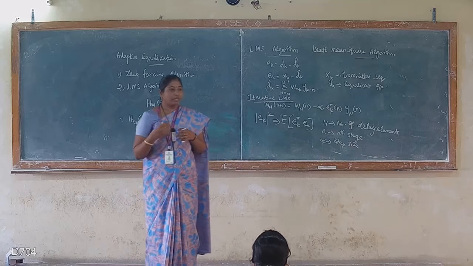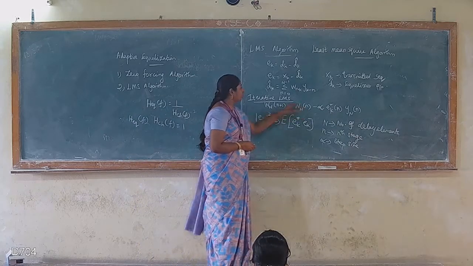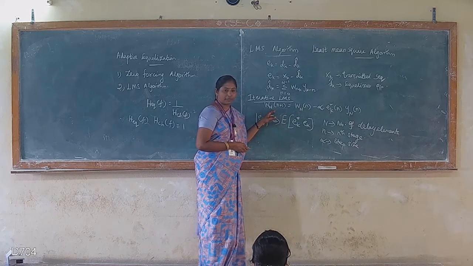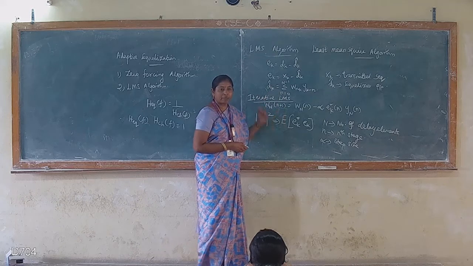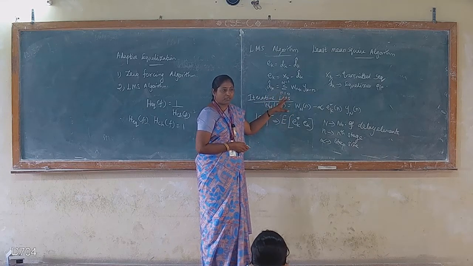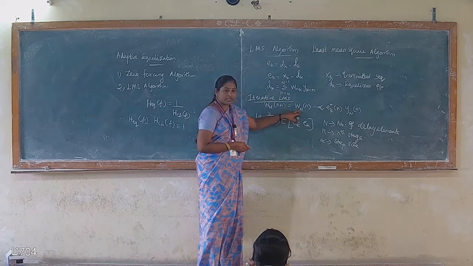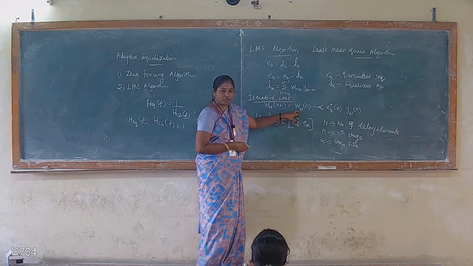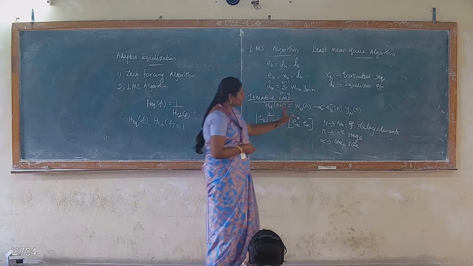So what do you mean by convergence? At one particular stage, Wn of n is equal to Wn of n plus 1. Till that we have to apply the same procedure. So that is the iterative algorithm. In an iterative algorithm, where do we stop? At one stage, W of n plus 1 is the same as W of n. At that time, we can stop the process. So that is the step size.